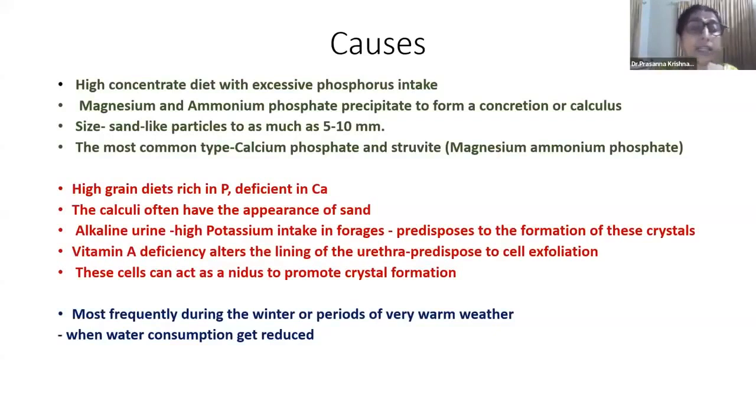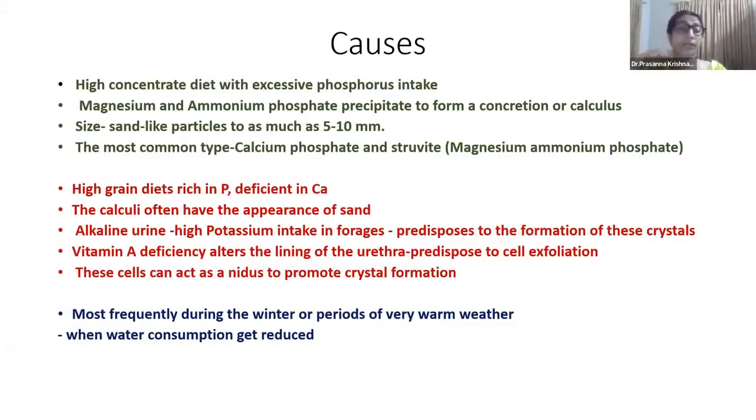Another factor is vitamin A deficiency. You know that vitamin A is very essential for the maintenance of epithelial tissue. So the integrity of the epithelium is maintained by vitamin A. When this vitamin is deficient, there are changes or damage or degeneration of the lining cells of the urethra, and there will be exfoliation. When they degenerate, they die and exfoliate into the lumen, and that forms a nidus, a center, a focus for the formation of the crystals. So that is another predisposing factor.